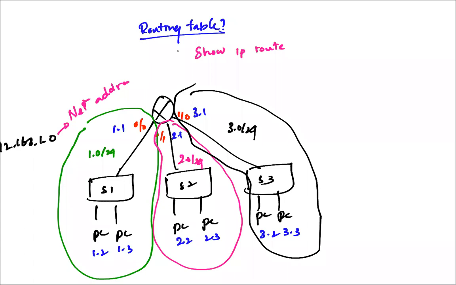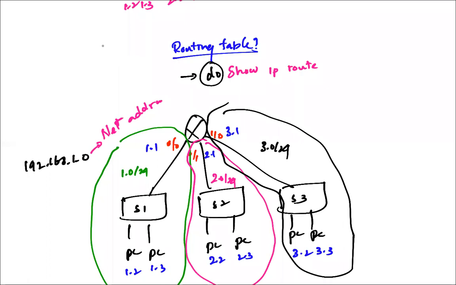Yeah, so now if you're in the configuration mode, then you can use do, and then you can type do show IP route. Yeah, so this we did, and the routing table was looking like this. If I write the routing table here, we had 1.0/24 connected to the 0/0 interface. This is the 0/0 interface. This is where you have 1.0 connected to, right? And then we have 2.0/24 that is connected to 0/1, and then 3.0/24 connected to 1/0.